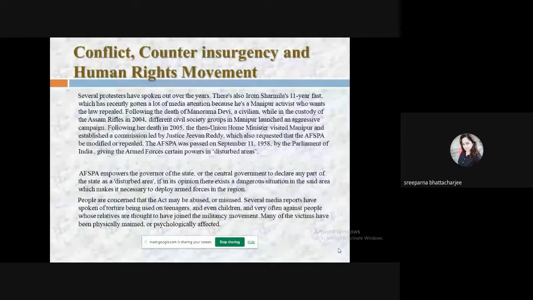Next one is conflict, counterinsurgency, and human rights movement. This is again a very pertinent, very relevant issue, and it is centered on the Armed Forces Special Powers Act, because insurgency is a kind of civil war that is fought between the government and the people. As I said at the beginning, India is a diverse land, and sometimes there is a rift, a conflict, and that conflict has been prevalent in India since independence, because many of the states, or many of the ethnic communities, were a bit reluctant to be a part of the Indian Union.